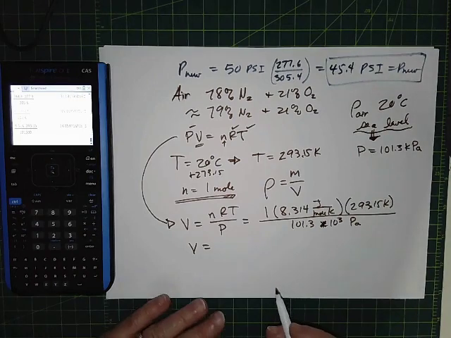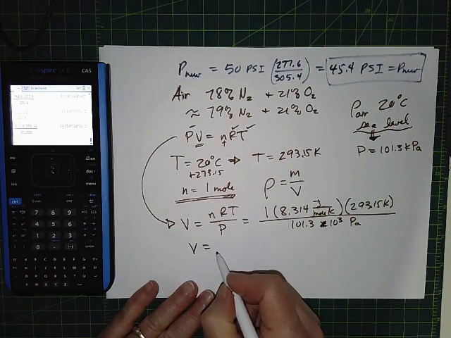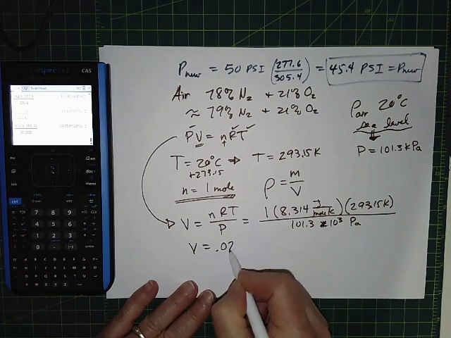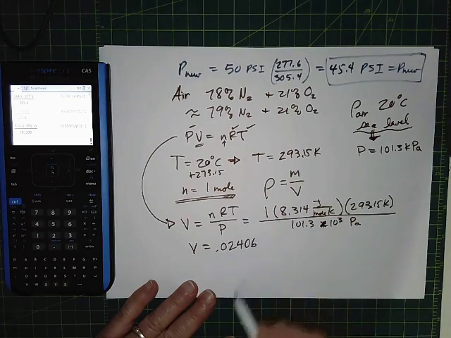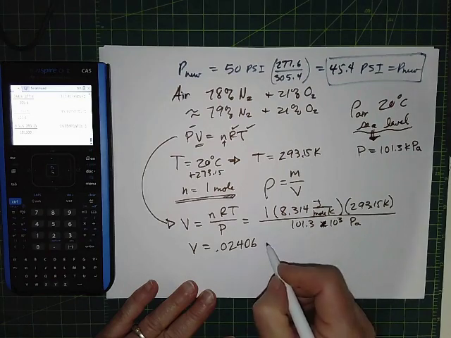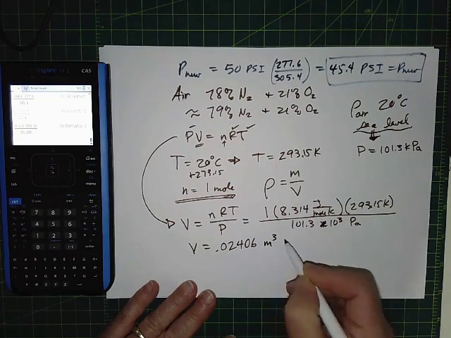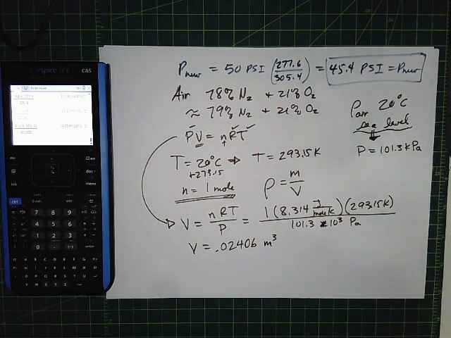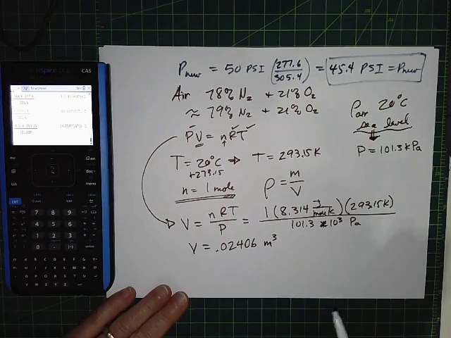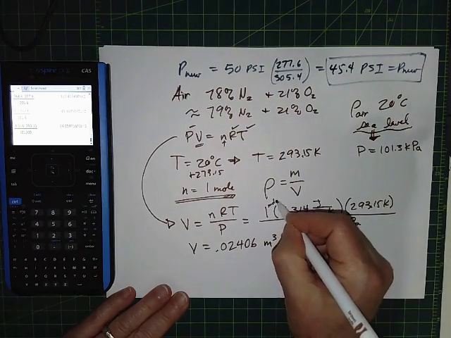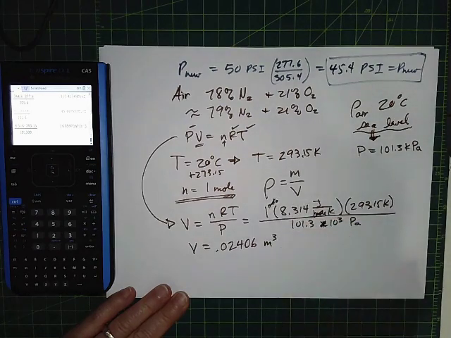Alrighty. So we get 0.02406 cubic meters. We'll keep it extra sig digs just for now. The standard unit for volume is cubic meters, and everything else was in standard units, so we should be good. We had 1 mole here, cancel out the moles, and so forth. All right, so we should be good on units.